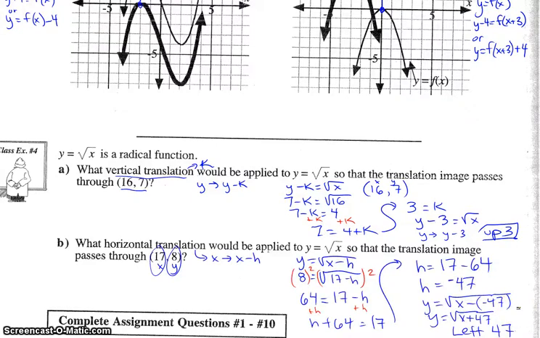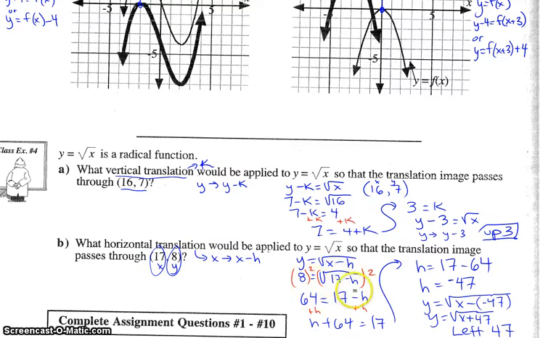Okay, tricky 1A. So horizontal translation, that means this time we're replacing x with x minus h. I used h just because that's what we typically use in this unit, but it can be any letter. So in for x in our equation, y equals root x, we put x minus h. Okay, once we do that, we have the transformed image in which this point is on. So in for y goes 8, and in for x goes 17. In for x, not h.